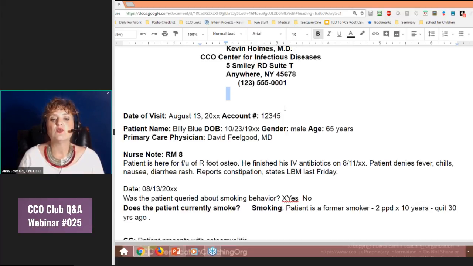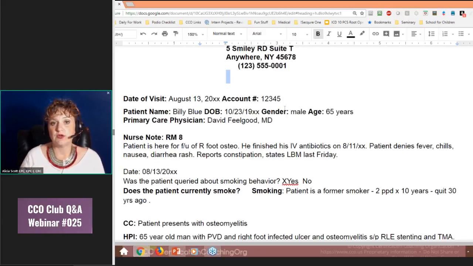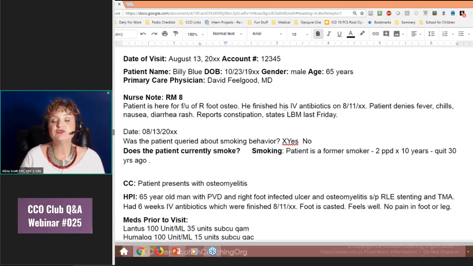Okay, now we cannot code with risk adjustment from the nurse's notes, but we can use the nurse's notes to validate some of the diagnoses that we have. So let's go ahead and look at that. Patient's here for a follow-up for a right foot osteo, which they abbreviated, and I happen to know that it's osteomyelitis, and if you didn't know, it's right here.